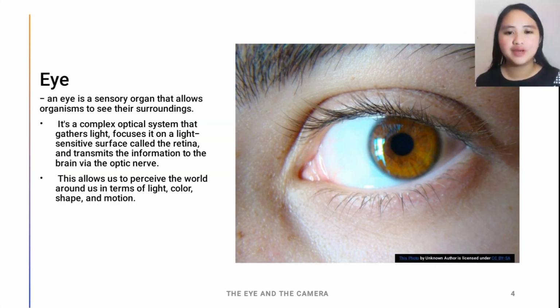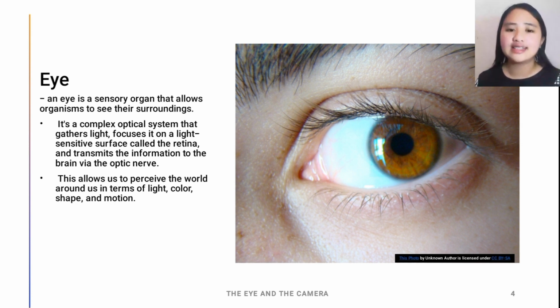And now, I'm going to discuss what is an eye. It is an organ. I know that we're all familiar with that. It is a complex and intricate organ in the human body that senses light and allows us to see. It works by capturing light rays, which then pass through the cornea and lens to focus on the retina at the back of the eye.